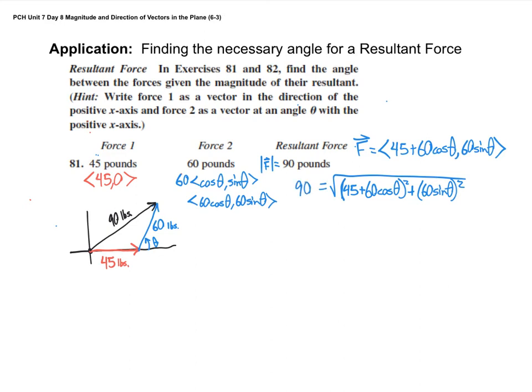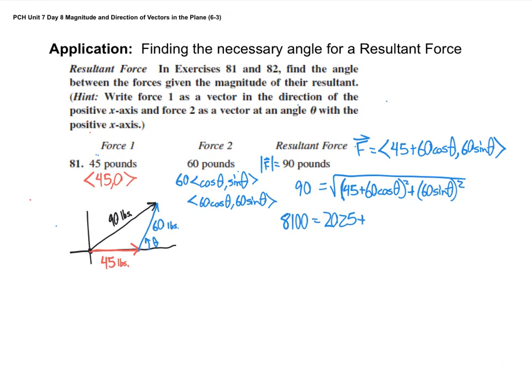Okay, so we've got a little bit of work to do algebraically here. First of all, I'm going to just square both sides to get rid of the square root. So this is going to be 8100 equals what's in the radical, okay? Now, what's in the radical needs to be squared, so I'm going to FOIL first of all. I have 45 squared, which is 2025, plus 45 times 60 cosine plus another 45 plus 60 cosine.